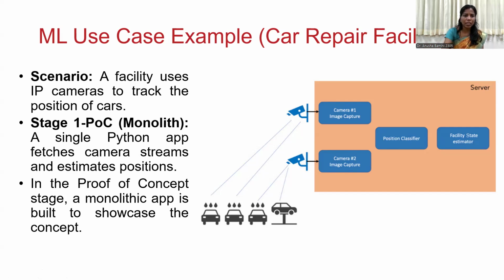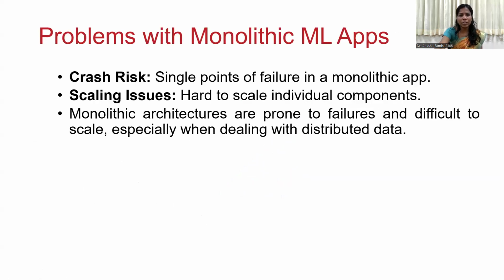next use case. So in the proof of concept stage, a monolithic app is built to showcase the concept. Here the crash risk as well as the scaling issue may happen. If some failure happens at the single point, it affects the complete monolithic app. The entire system fails.